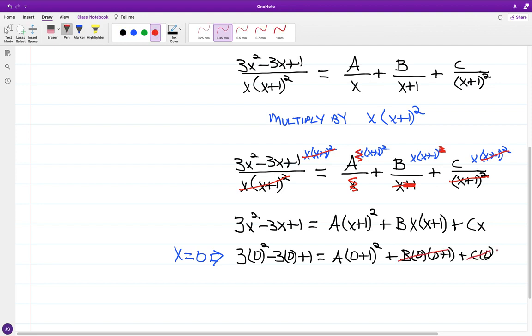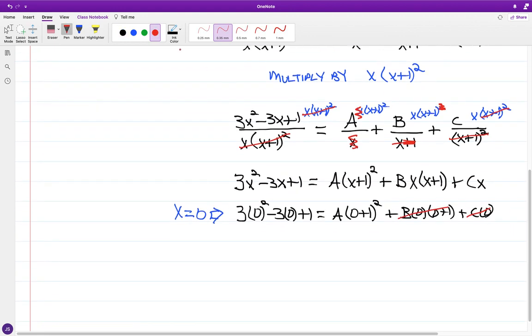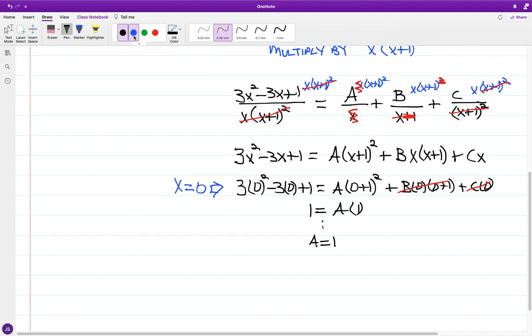Again, we have the b and the c terms cancel out. And for what I have on the left, we have 1, and a times the square of 1 is going to be a times 1. And so it's going to follow that a is equal to 1. Now for the other factor, we have an x plus 1. I can set x plus 1 to 0 by setting x equal to negative 1.